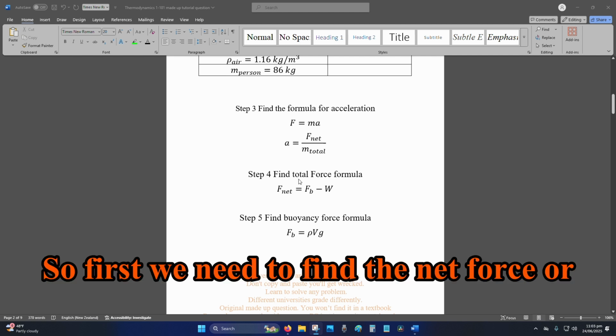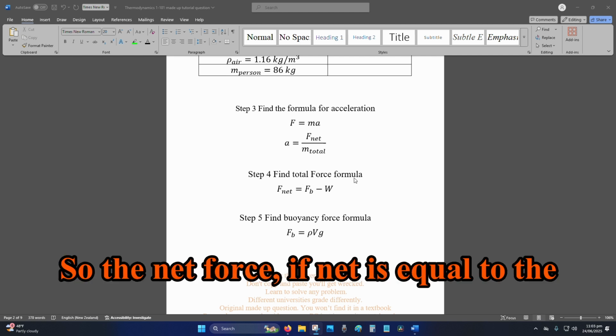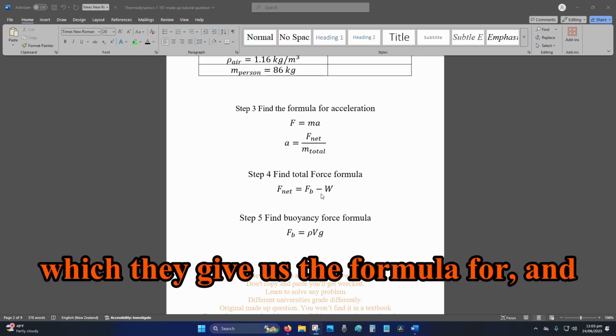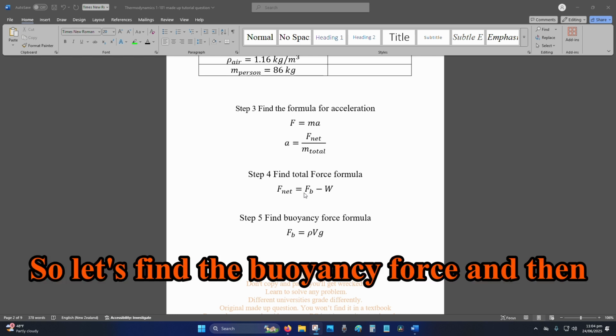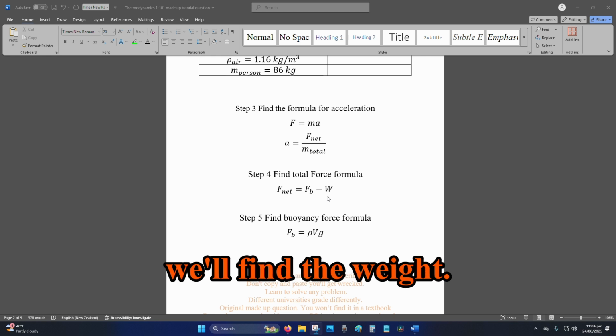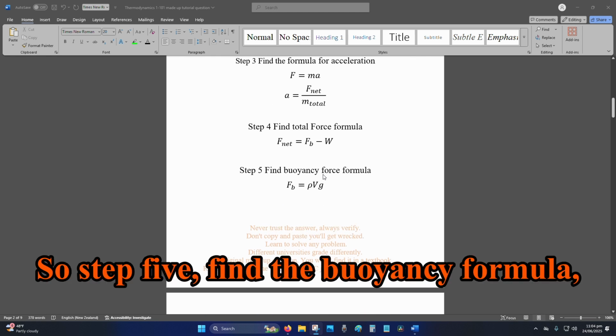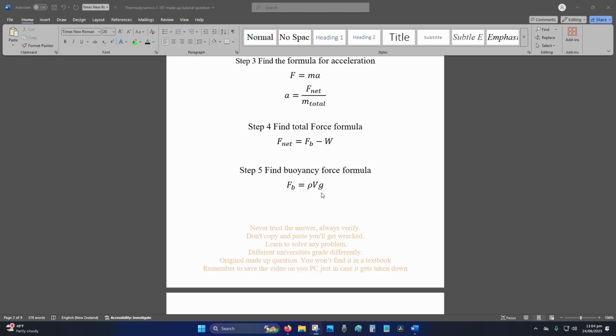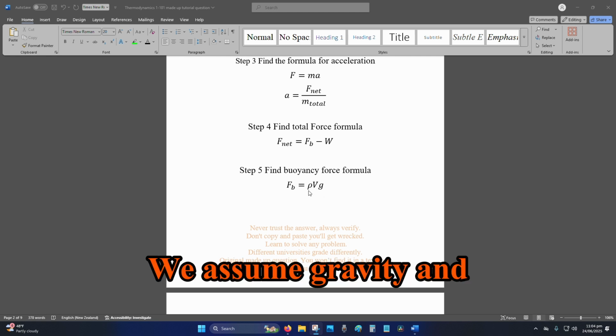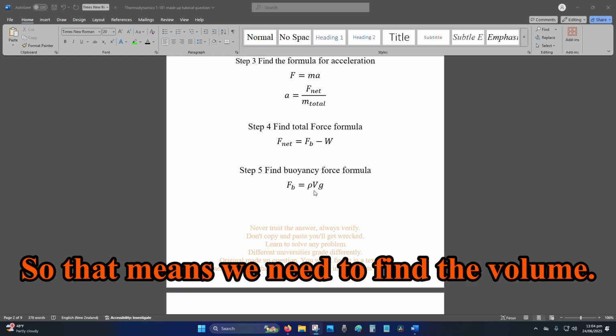So first we need to find the net force or total force in this case. So the net force, F net, is equal to the buoyancy force, FB, which they give us the formula for, and we need to find the weight. So FB minus weight. So let's find the buoyancy force and then we'll find the weight. So step 5, find the buoyancy formula, which is given in the question. So rho multiplied by V multiplied by G. We assume gravity and they give us the air density, so that means we need to find the volume.